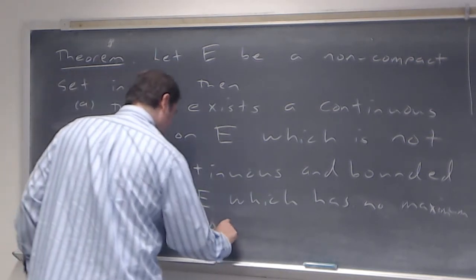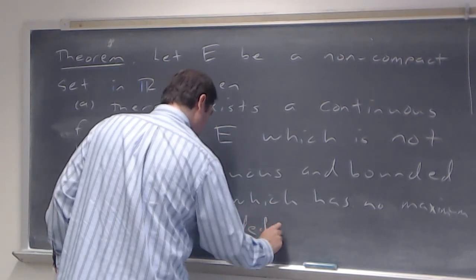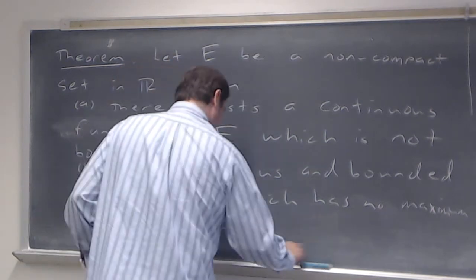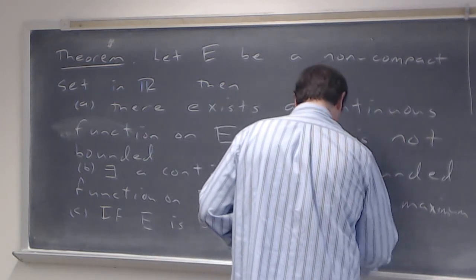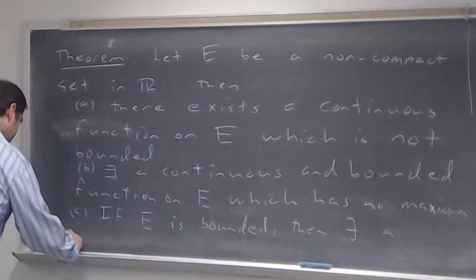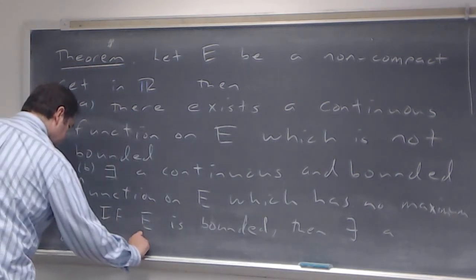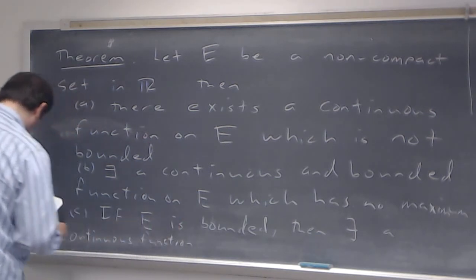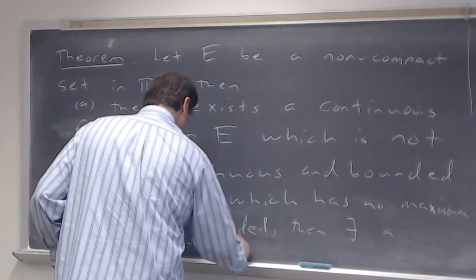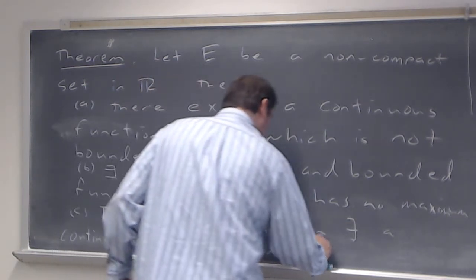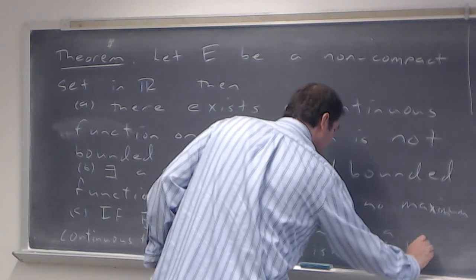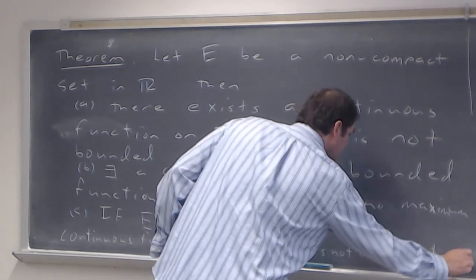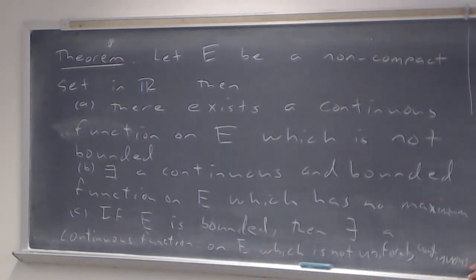And C, if E is bounded, then there exists a continuous function on E which is not uniformly continuous. Okay, so that's the statement.